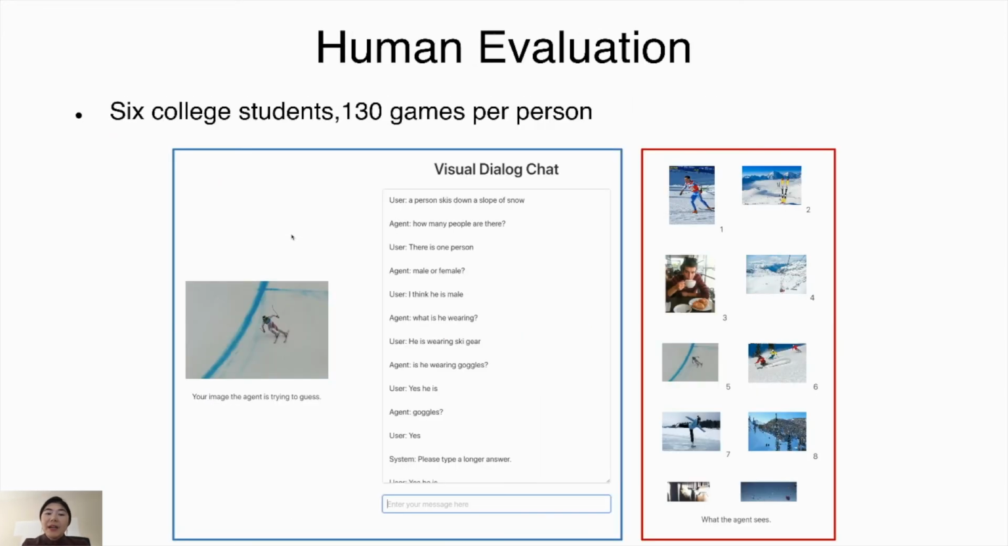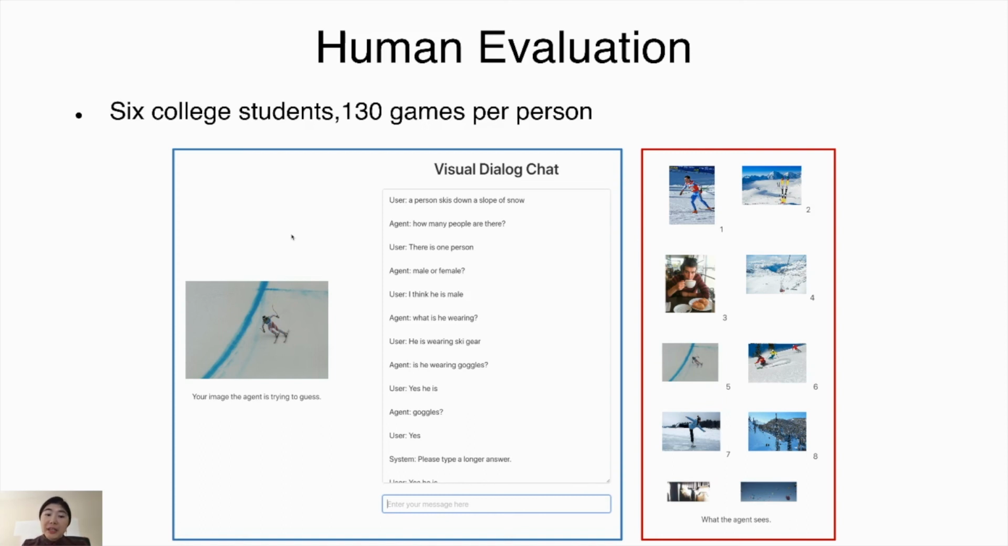So here is an example evaluation task we have. We have the system trained, and then we randomly pick an image. The user, the mechanical Turker, is going to see the blue box here. You see a target image, and you can reply to questions from the system. The system sees all the catalog images on the right, around 10 images. First, the user gives a caption of the image he saw. He said, a person skied down a slope of snow.